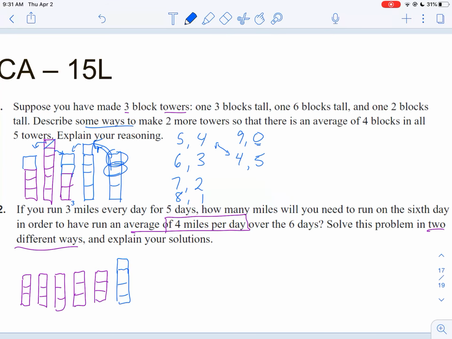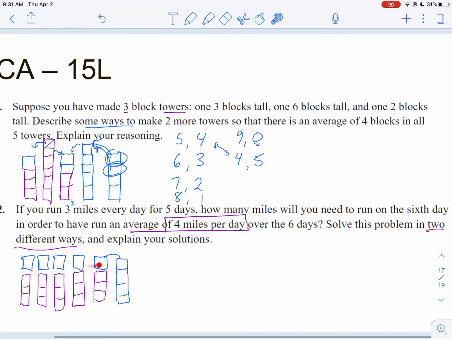But since I was lacking here for the previous days, I'm going to need to make up for that. So I'm going to have to run extra on this 6th day so that I can make up and evenly distribute 4 miles each day. So if I count up my 5 blue cubes here, 5 extra miles here, plus the 4 miles here, that's going to be a total of 9 miles that I need to run. So one way is to solve this thinking about this visually.